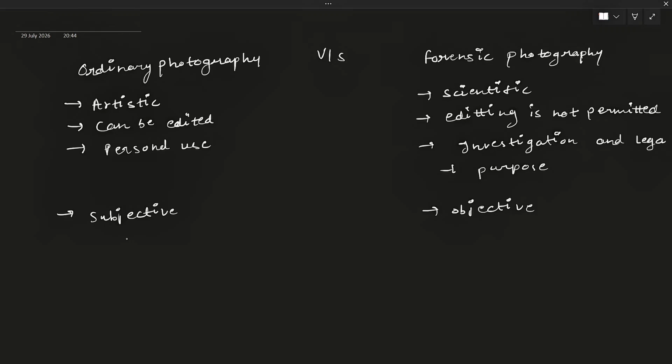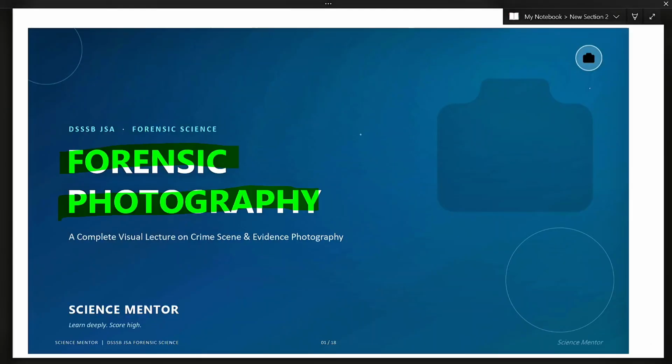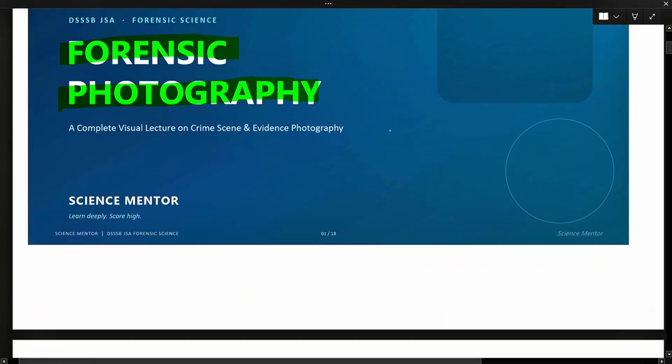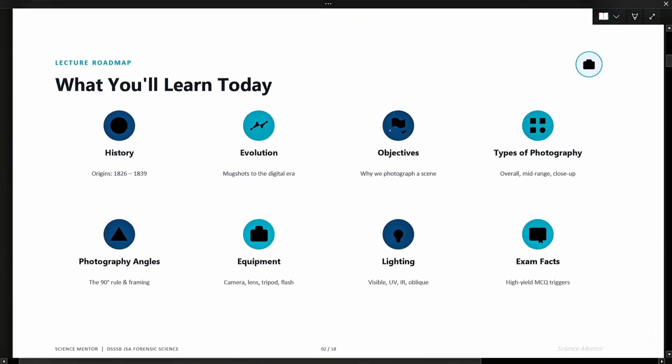Let us look at what we are going to learn throughout this lecture. The next slide gives us the complete roadmap of today's session. Okay, I am changing the slide. So, what you will learn today. Let us first understand what we are going to cover, not just in today's lecture, but in this topic, which is forensic photography.